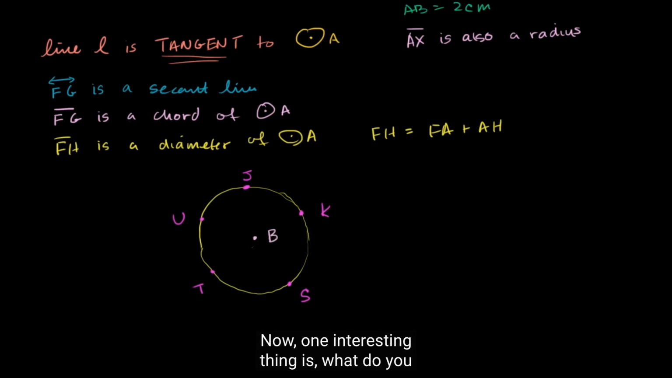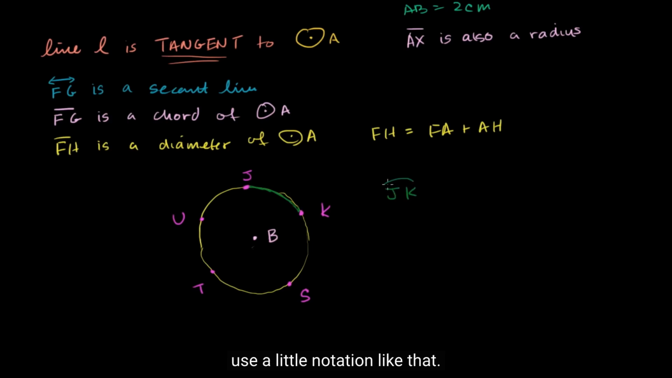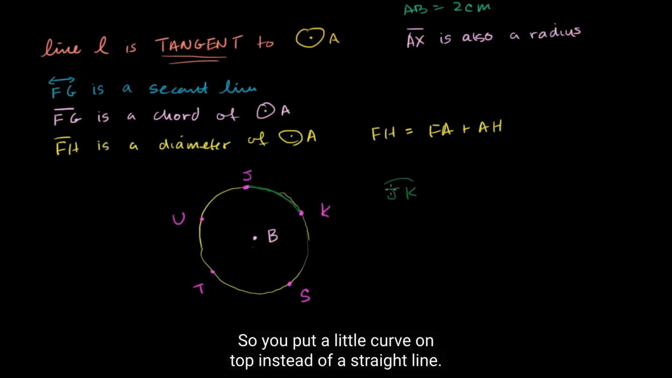Now, one interesting thing is, what do you call the length of the circle that goes between 2 points? So what would you call this? Well, you could imagine in everyday language, we would call something that looks like that an arc, and we would also call that an arc in geometry. And to specify this arc, we would say JK, the 2 endpoints of the arc, the 2 points on the circle that are the endpoints of the arc, and you use a little notation like that. So you put a little curve on top instead of a straight line.